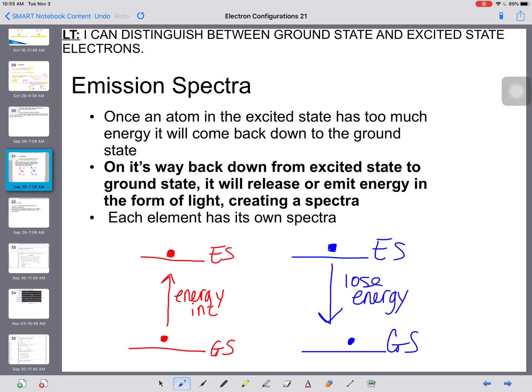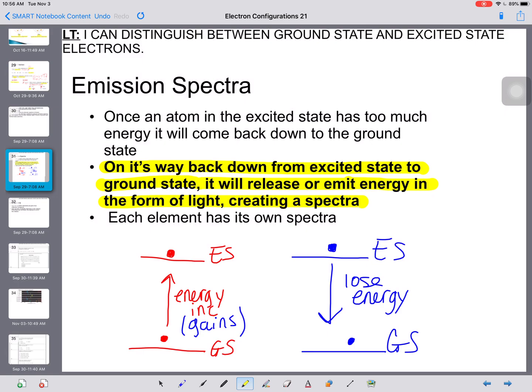So going up, it gains energy. I'm going to put gains in parentheses over here. So going up from ground state to excited state, it gains energy. Energy is increasing. It'll stay up there for a little bit, and when it comes back down, it loses or releases energy. Now, energy is never created or destroyed, so that energy does not just disappear. So on its way back down from excited state to ground state, it will release or emit. That word emit means to release or lose energy in the form of light, creating a spectra.